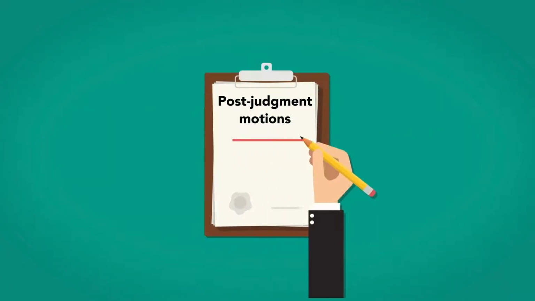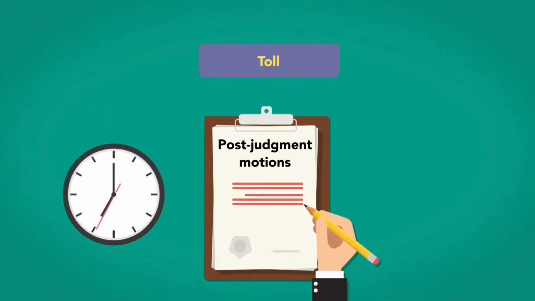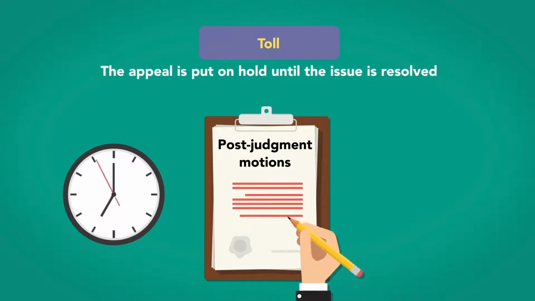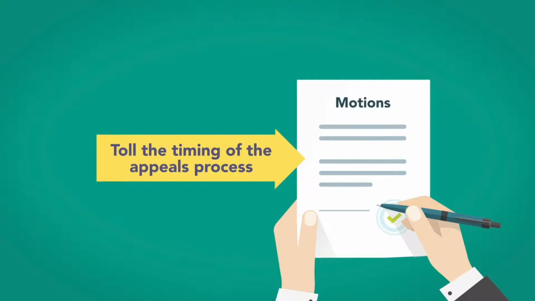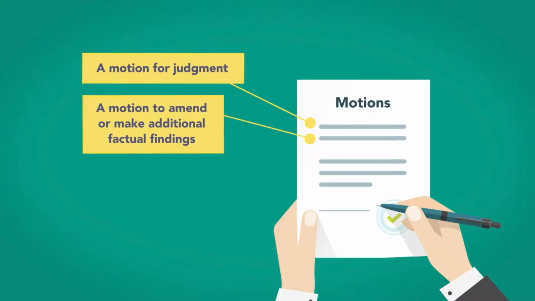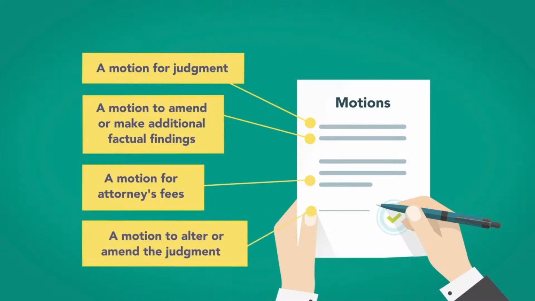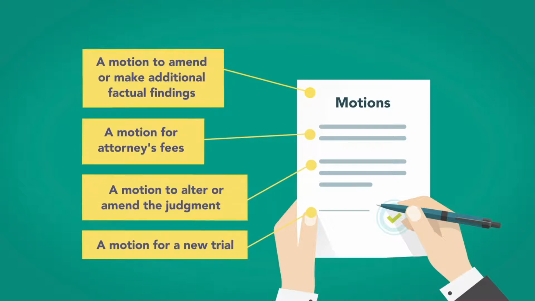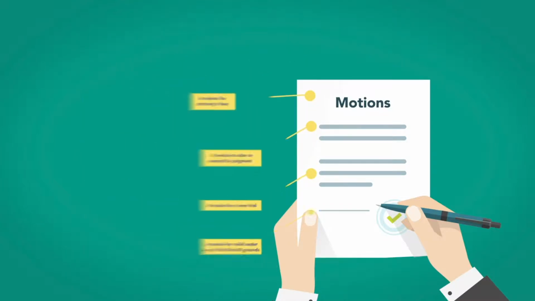Post-judgment motions toll the time to file the notice of appeal. The word toll in this context means that the appeal is put on hold until the issue is resolved. The following motions toll the timing of the appeals process until they are resolved: a motion for judgment, a motion to amend or make additional factual findings, a motion for attorney's fees, a motion to alter or amend the judgment, a motion for a new trial, or a motion for relief under any of the Rule 60 grounds.